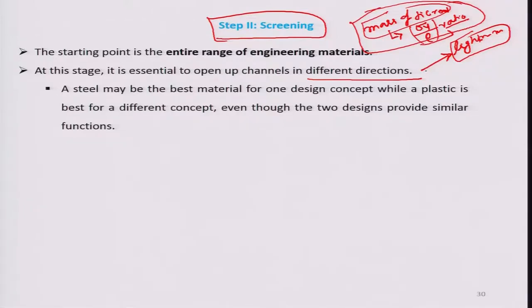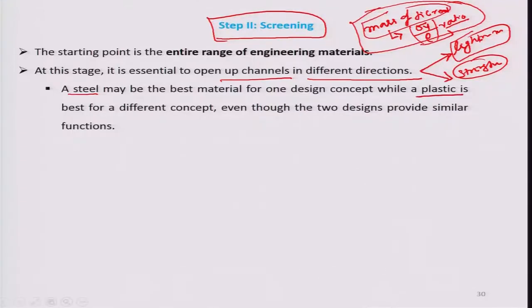You will have to consider another constraint, such as the strength property should be higher, so that you open your channels in multiple directions and can get an appropriate material for fabrication. For example, a steel may be the best material for one design concept, while a plastic is best for a different concept, even though the two designs provide similar function. Okay.